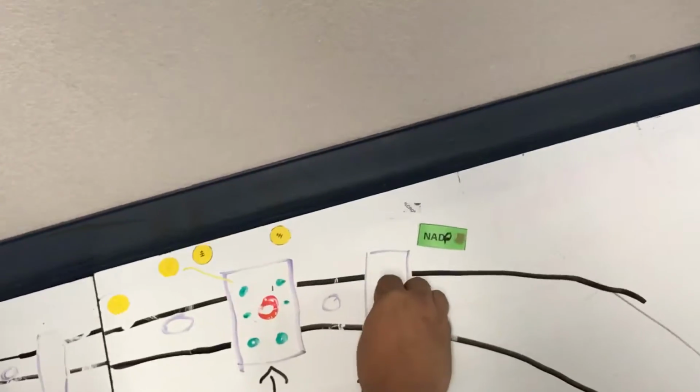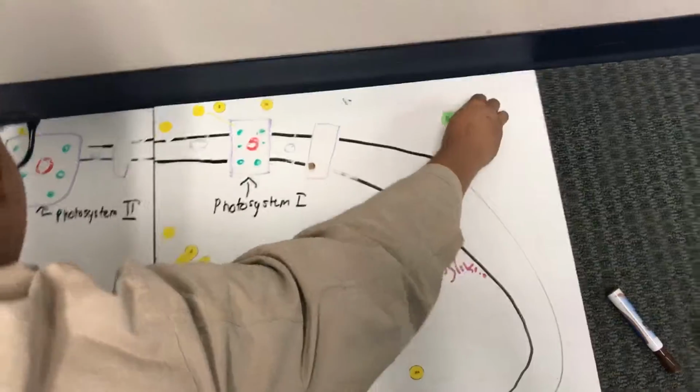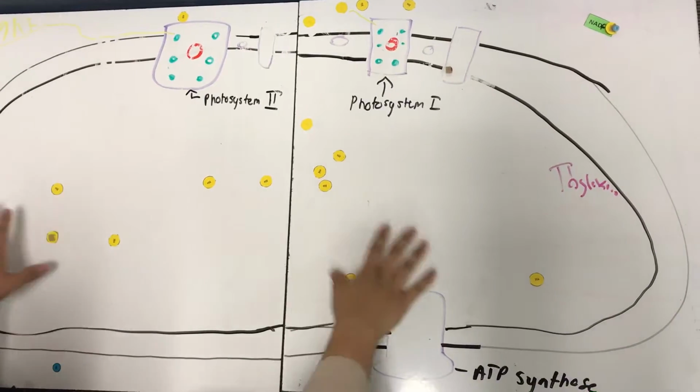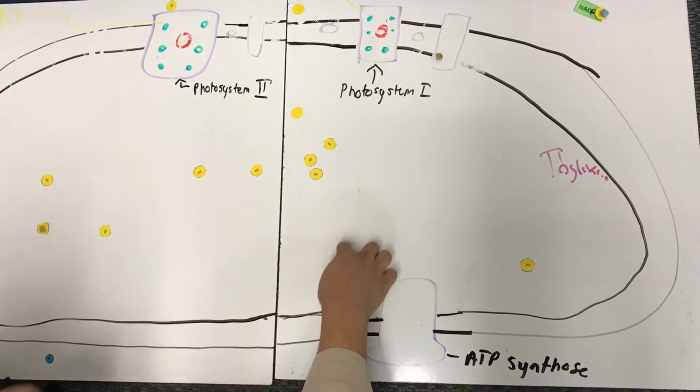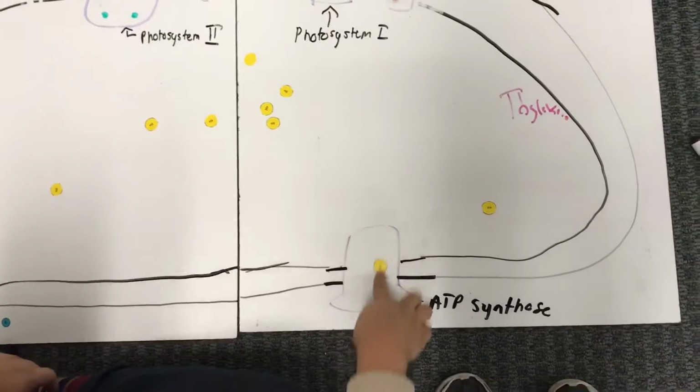The electrons will then be released from the protein to the NADP, attached to a hydrogen, and create a molecule of NADPH. Now we have a higher concentration of hydrogen protons inside of our thylakoid. So the hydrogen protons will naturally follow the concentration gradient, going through ATP synthase.